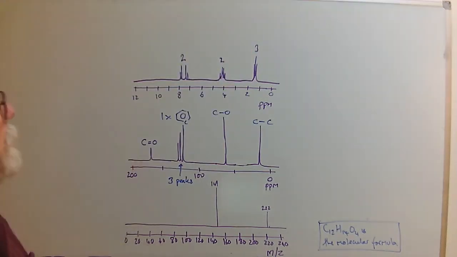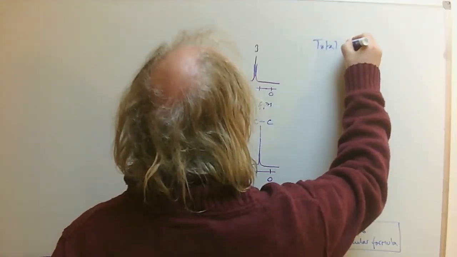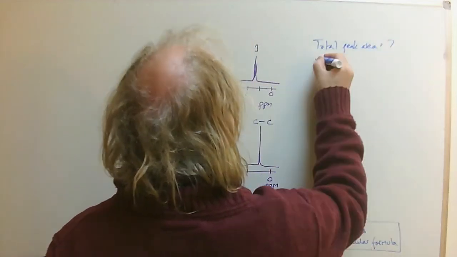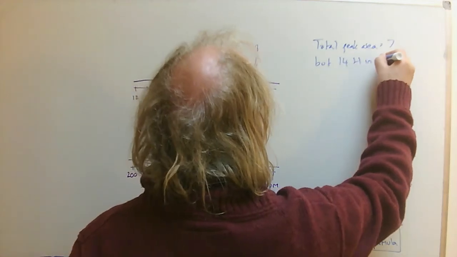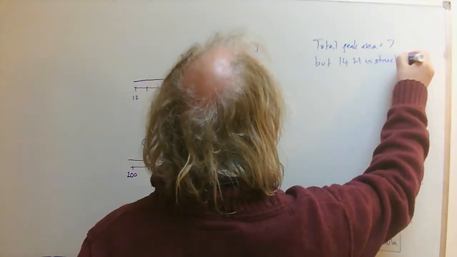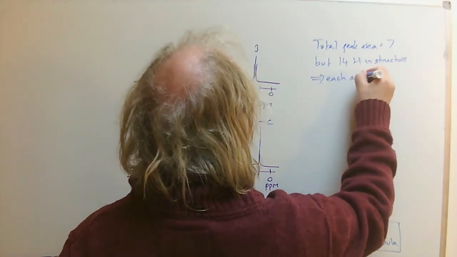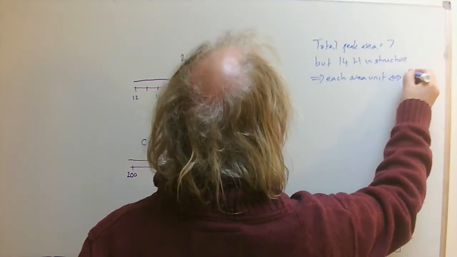So what we can say is that the total area is 7, but there are 14 hydrogens in the structure, which means in effect that each area unit is equivalent to 2 hydrogens.